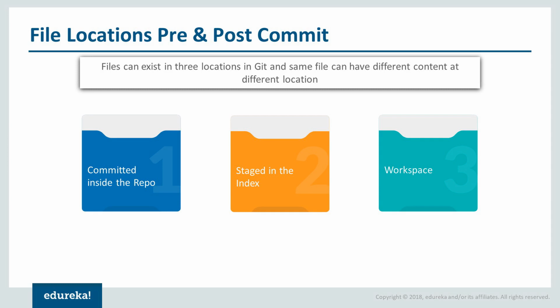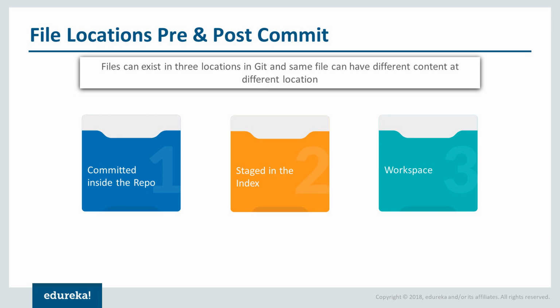So any file can exist in three locations, which we already know, and the same file can have different content in different locations. The first one is remote, inside the repository. This is the remote, which is, for example, in GitHub. Second is stage, in the index. This one is ready for commit and is the staged area.